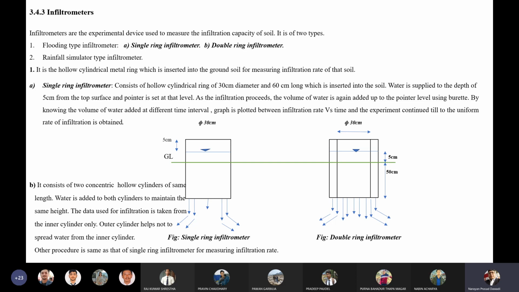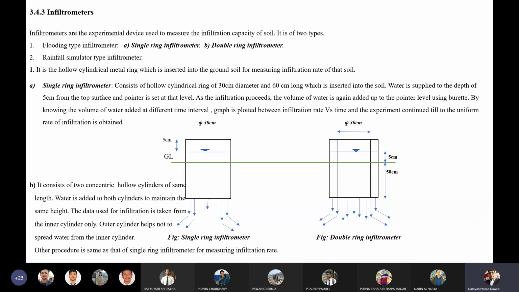Again, the water will be soaked up by the soil. Again, we add the water up to that level. Doing so, the constant rate of infiltration will be achieved at a time, and the soil does not soak much more water than that value. That gives the constant rate of the infiltration. Initial rate is f0 and the final rate is fc.